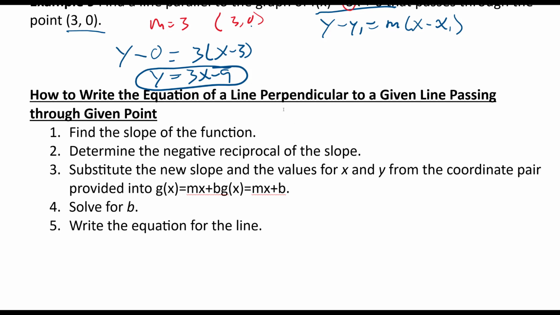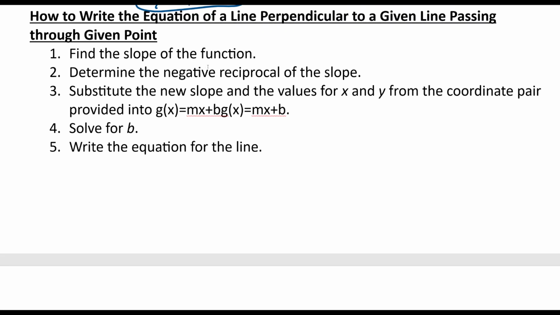How to write the equation of a line perpendicular to a given line and passing through a given point. Find the slope of the function, determine the negative reciprocal of the slope. So we flip it and change the sign. Substitute the new slope and the values for x and y from the coordinate pair provided into g of x equals mx plus b. Solve for b. Write the equation for the line.